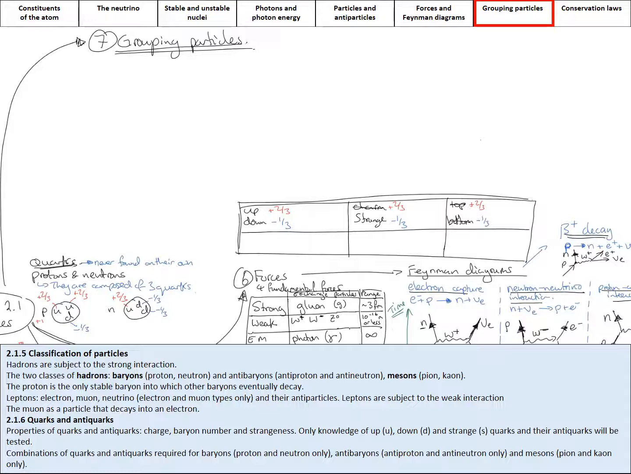Now, what you should do now is pause the PowerPoint and have a go at making up as many particles as you can using those 3 quarks, which have a total charge of +1, +2, 0, or -1. They have a whole amount of charge. So I would pause the PowerPoint here and see how many you can make.